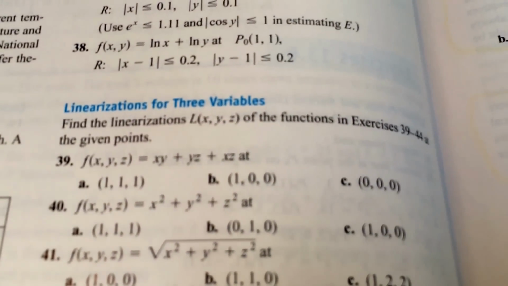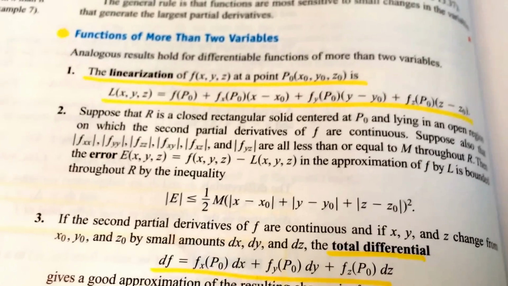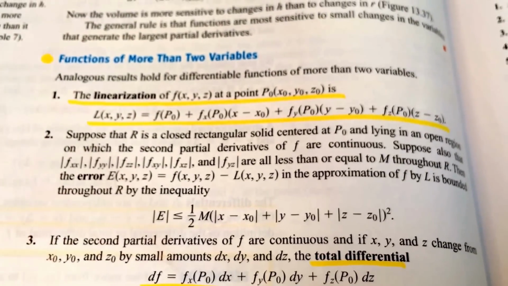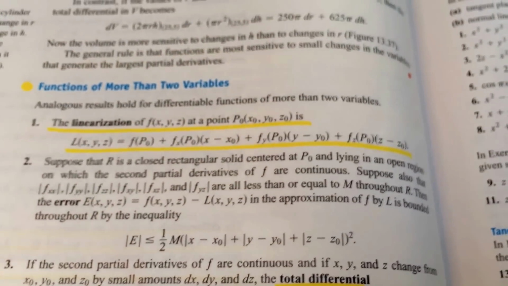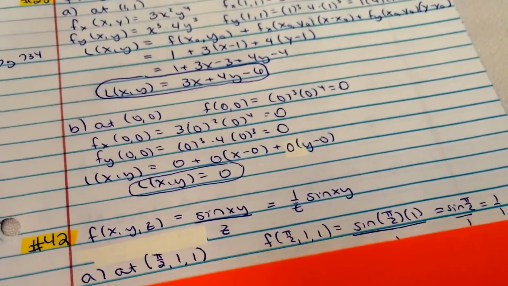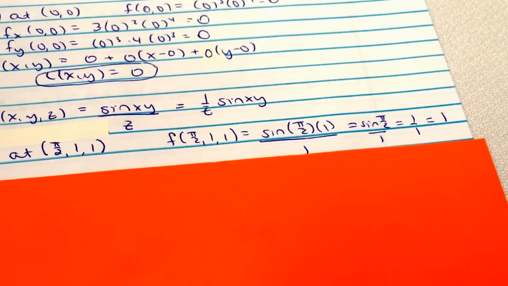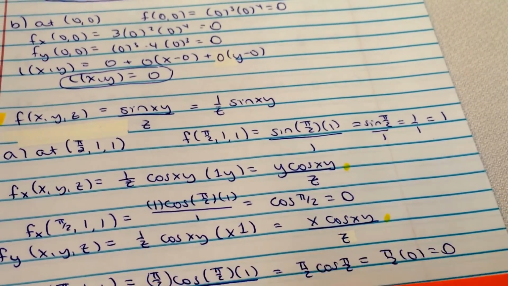Next group of problems, linearization in 3 variables. So find the linearizations of these functions, functions of x, y, and z. The formula for that is on page 736. It's here. In number 1, that would be 4 functions of 3 variables. Same thing, just an extra piece. All right, so again, we start by finding the function value. So we plug it into the original function and get the function value. Then we need the partial derivatives.